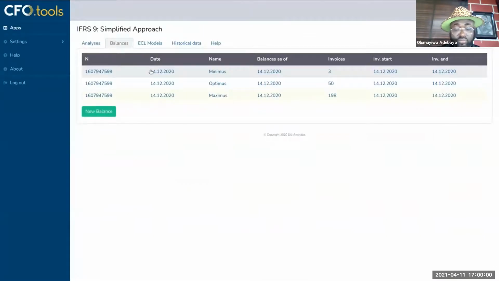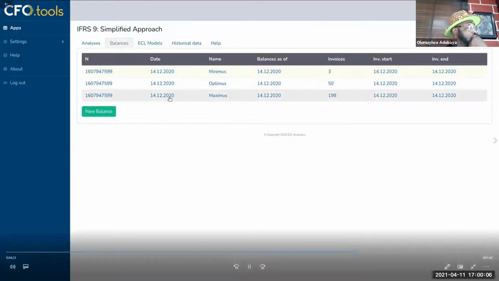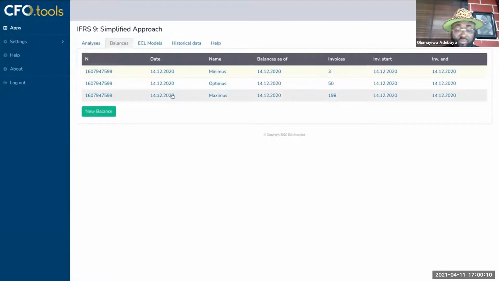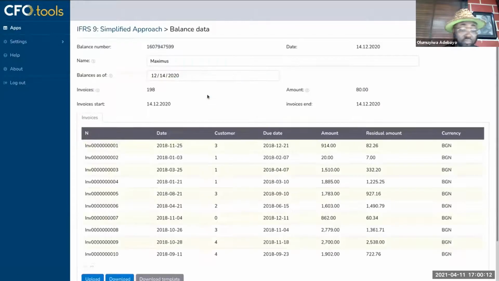The Balances tab holds the data to compute ECL. When I click it, a familiar structure is displayed with the balance data that is already in CFO Tools presented in a list and the option to enter new balances by means of the New Balance button. Clicking on an entry from the balances list displays the details of the associated balance data.